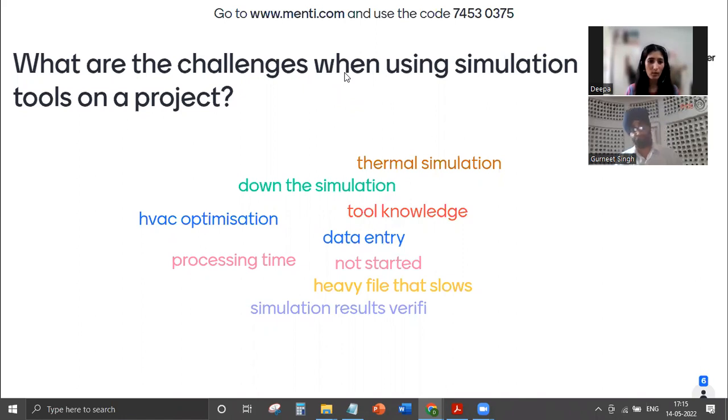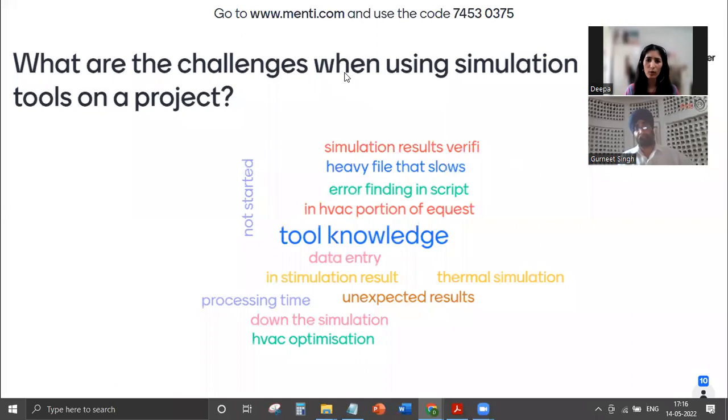All right. Any more? You can even send it in the chat if you're not comfortable with the Menti interface. Okay, so I guess we'll stop here.